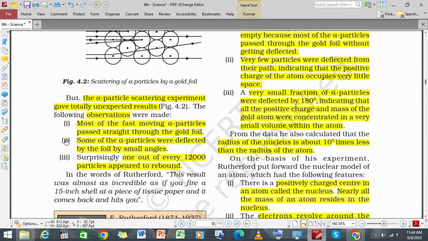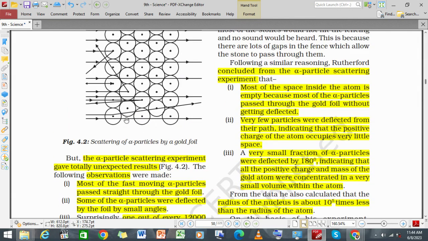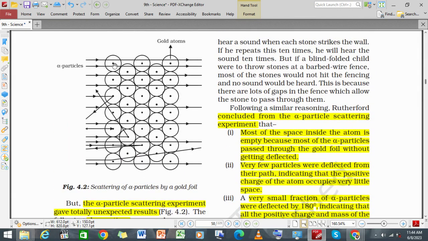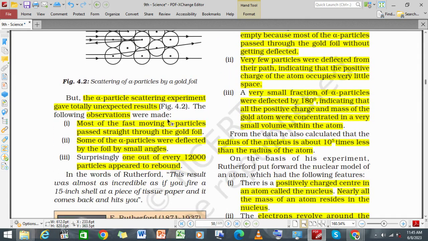And what were the observations? Most of the fast moving alpha particles passed straight through the gold foil. He thought that only a few would pass, and every other ray of alpha particles would be reflected back. But the completely opposite happened. Everything was passing and only a few of them were reflecting back. So new things were formed.